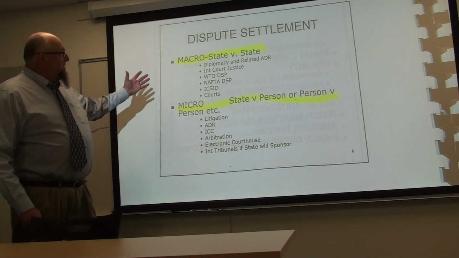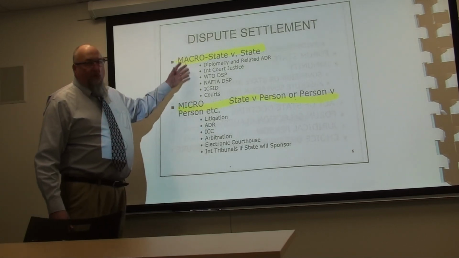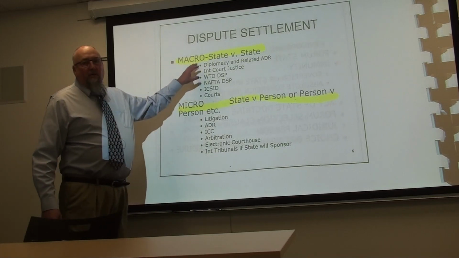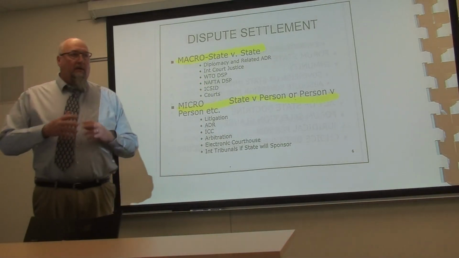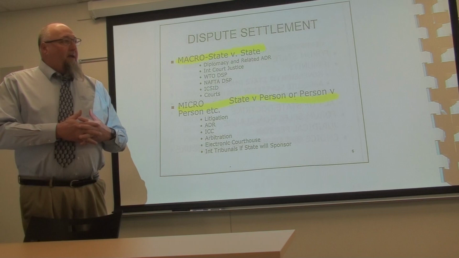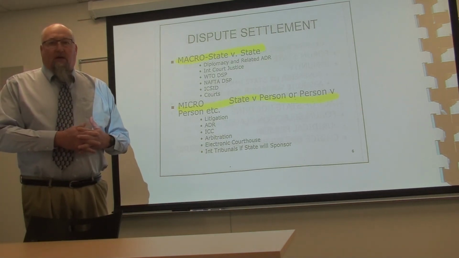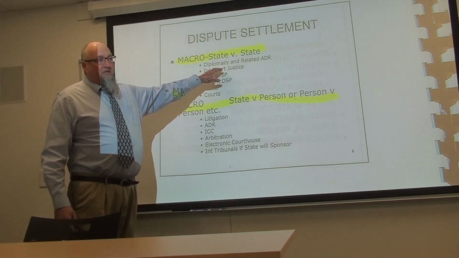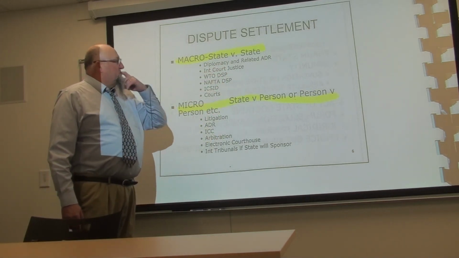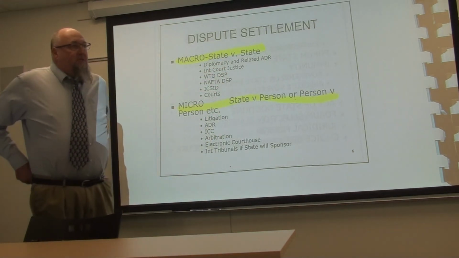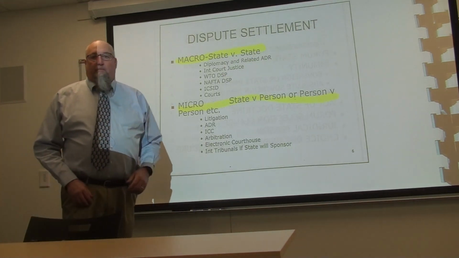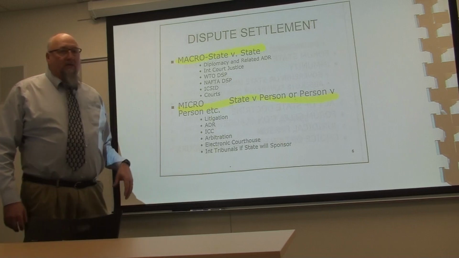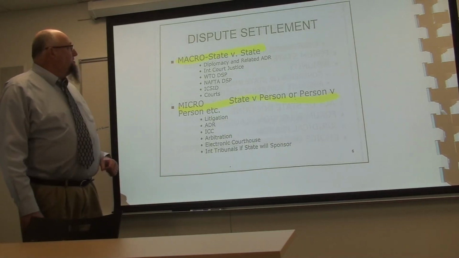Of course, I break these down into two broad categories. The first is macro, and what I mean by that are mechanisms that have been established in the international law system when you have disputes among states. So state versus state type disputes. That could be anything from establishing a border to violation of a treaty to trade issues.